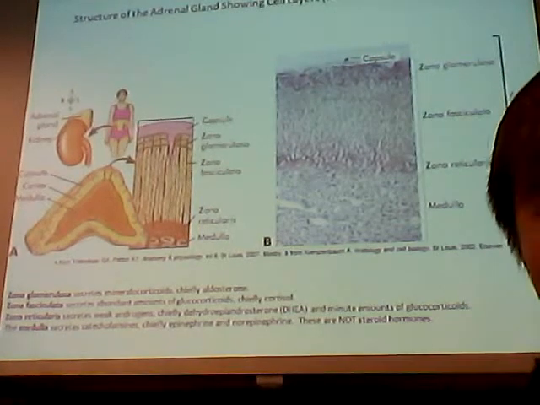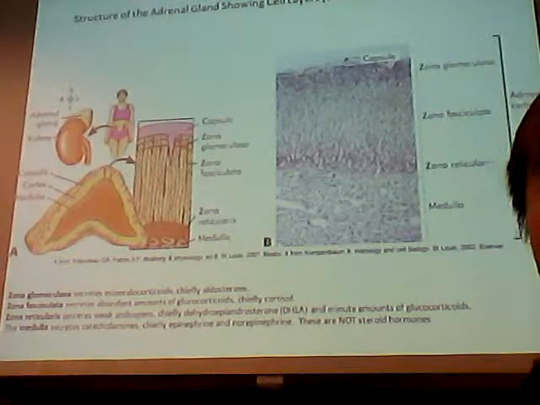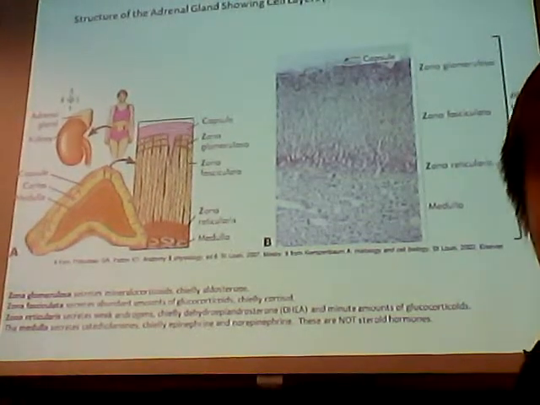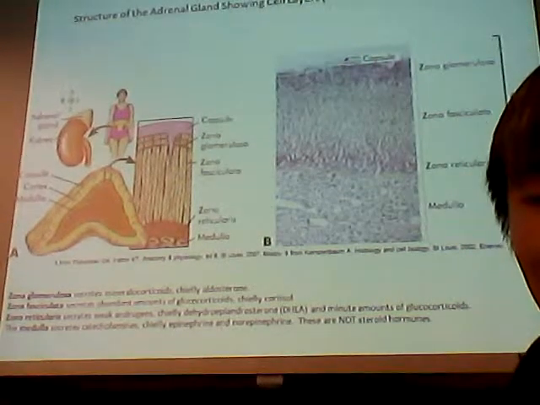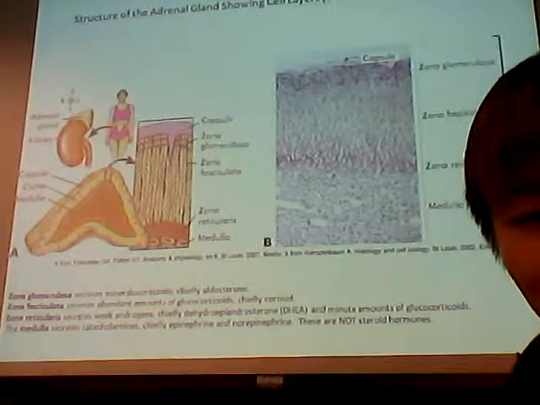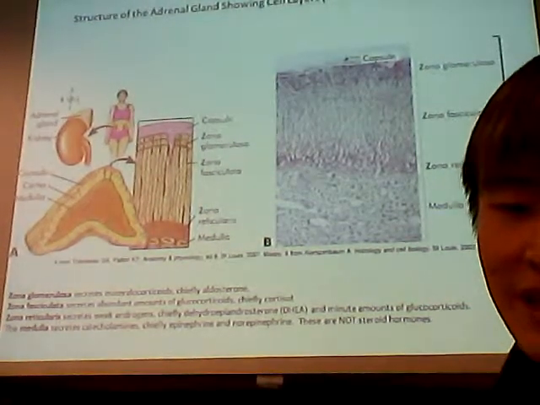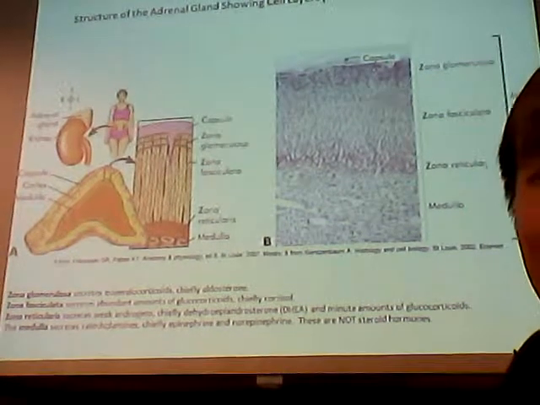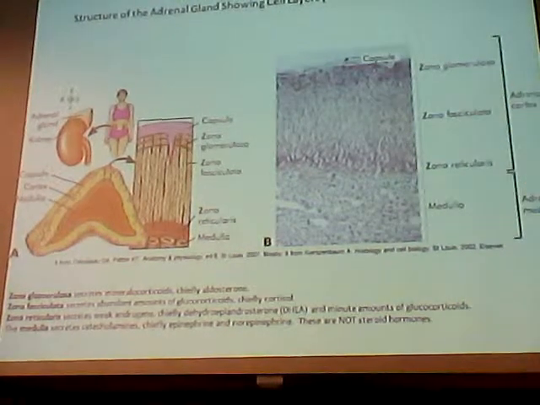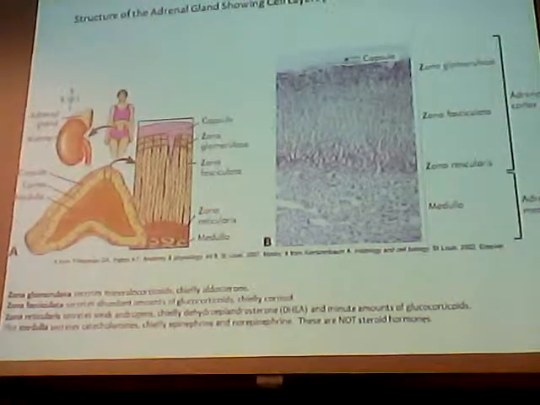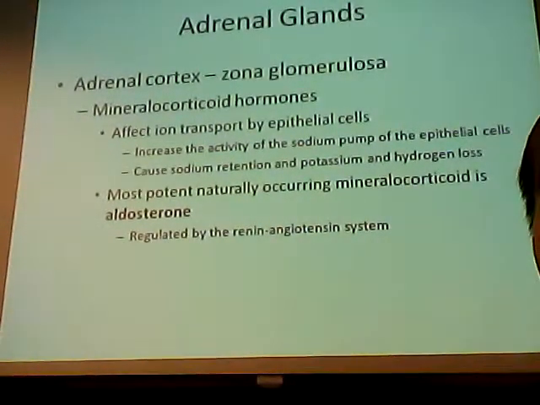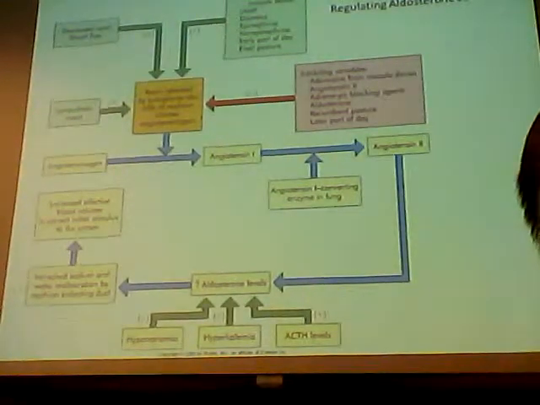And then the zona fasciculata, you've got cortisol, which is for glucose metabolism and stress reduction and anti-inflammation, that kind of thing. And then reticularis, that's for dehydroepiandrosterone, DHEA, so basically weak androgens, and that's for secondary sex characteristics. And then the medulla is your catecholamines, which are epinephrine, norepinephrine. So think adrenaline, like getting yourself hyped, that kind of thing. So aldosterone, renin-angiotensin system. I would know this chart.